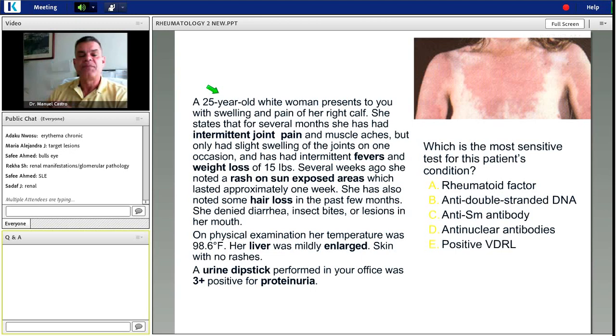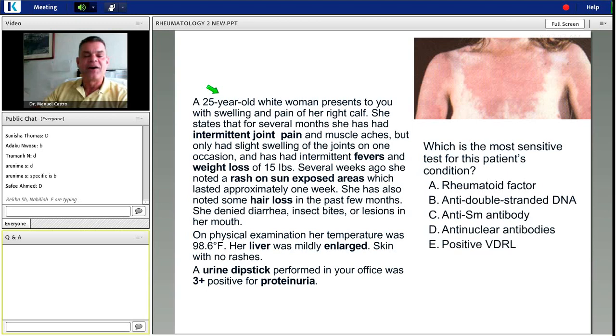Which of the following is the most sensitive test for this patient's condition? Well, which of the following, if it is not there, is most likely going to rule it out? ANA is sensitive, right? Meaning it's a screening test. We want a screening test, right? That's the one that we want. And so ANA is going to be a really good screening test. Most patients with SLE have a positive ANA, right? Now, so 95% of patients have a positive ANA, okay?